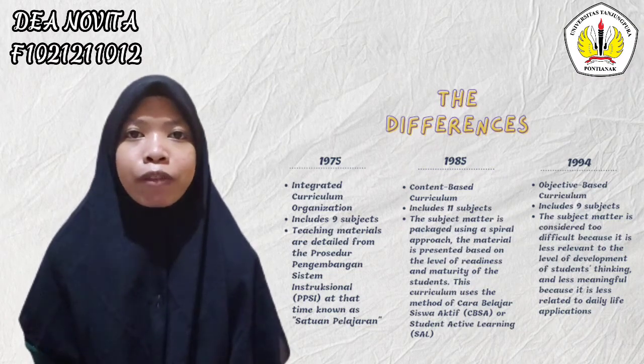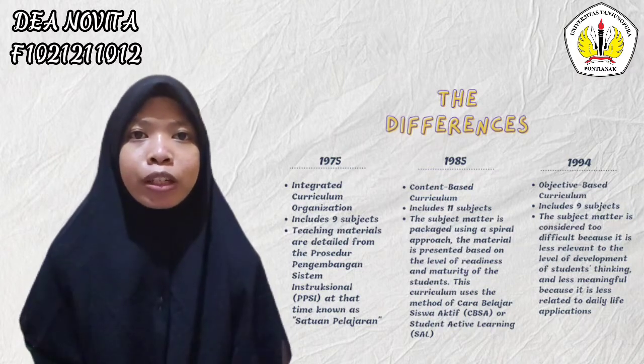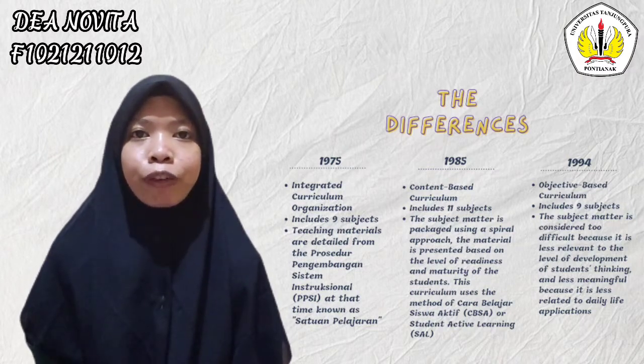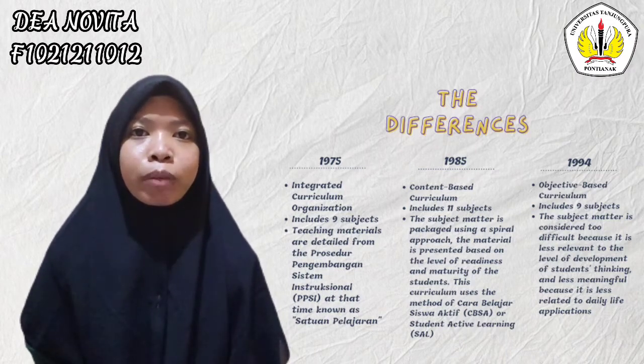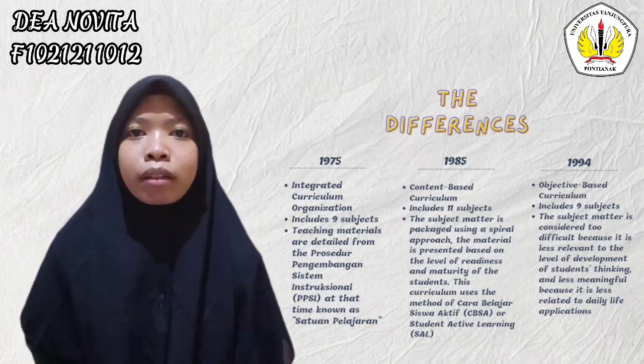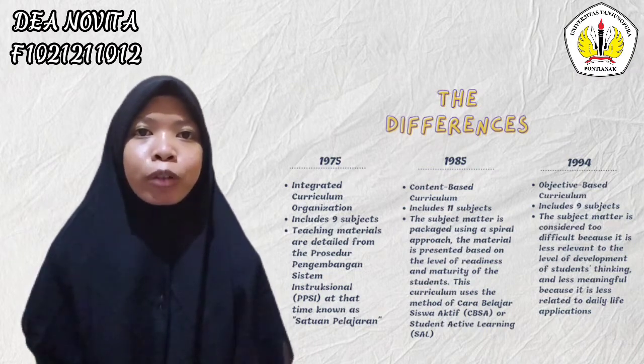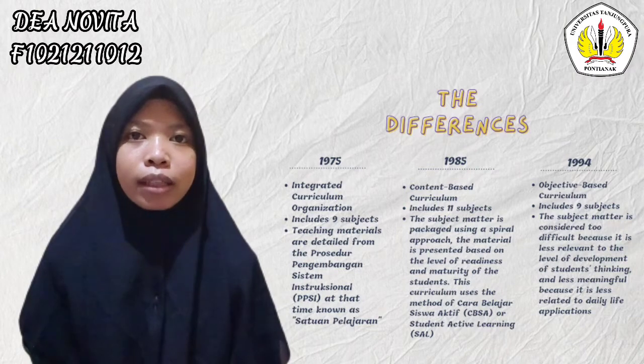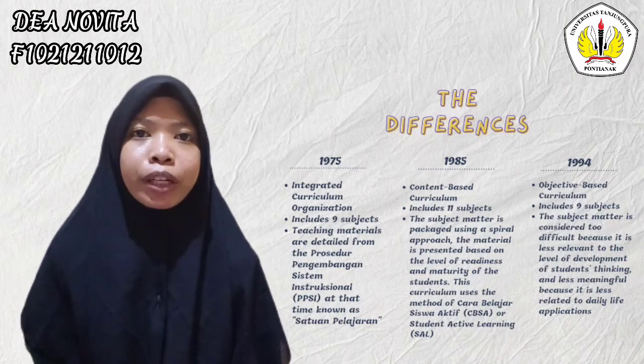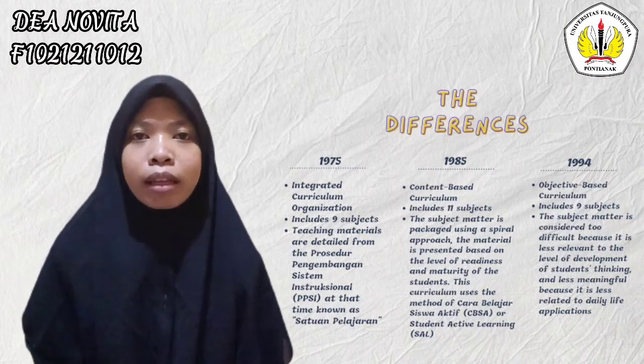The differences between the 1975, 1984, and 1994 curricula are: first, in terms of national objectives. Second, the 1975 curriculum is an integrated curriculum organization. The 1984 curriculum is a content-based curriculum. The 1994 curriculum is objective-based. The third is the 1975 and 1994 curricula include 9 subjects. The 1984 curriculum includes 11 subjects.